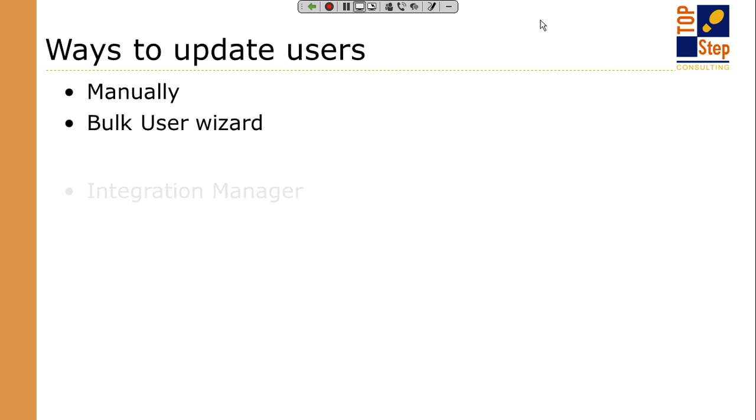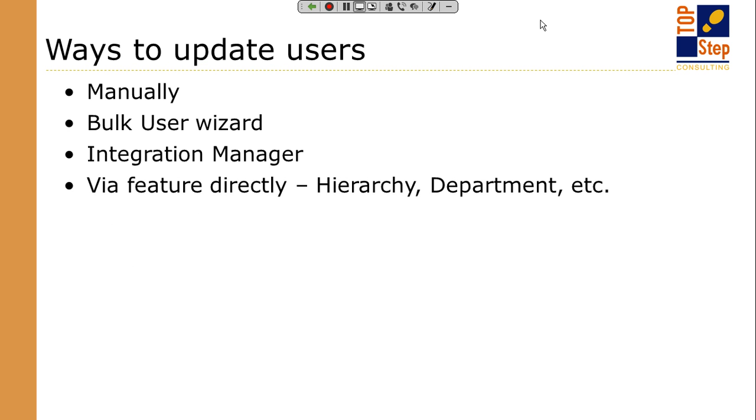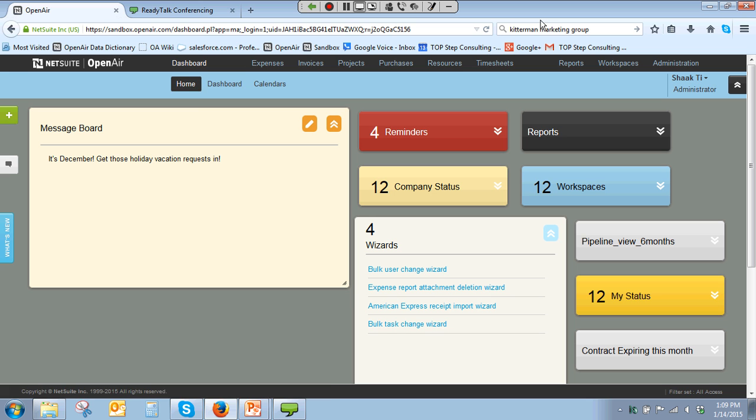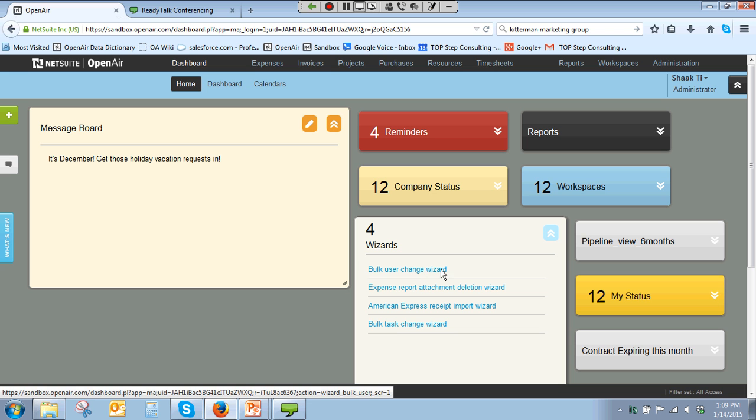So what are the ways to update the users? Well, the most obvious way to update a user is manually. Just open up that record under the administration module and make the changes that you need, provided you have the permission to edit those users. There are some quick update features, though, and many of you know about the bulk user wizard. If you're not familiar with the bulk user wizard, this functionality is available on your dashboard or your home page under a tile called Wizards. And it's the bulk user change wizard.